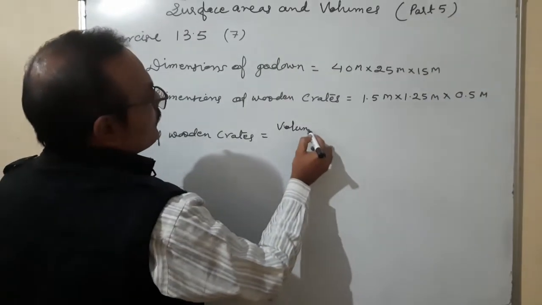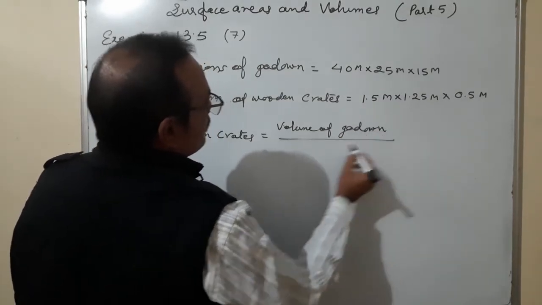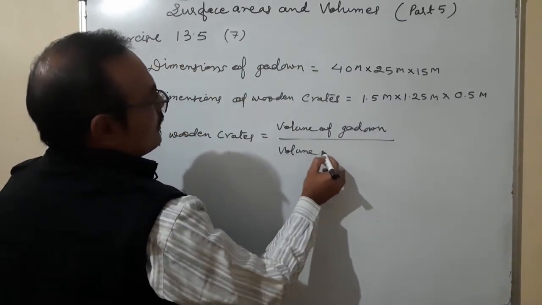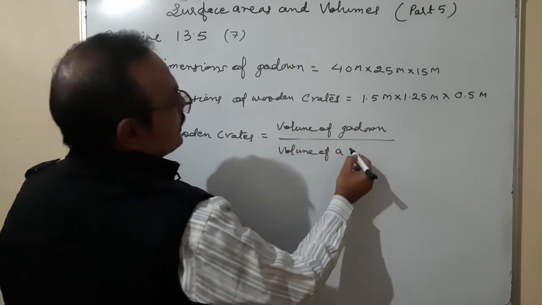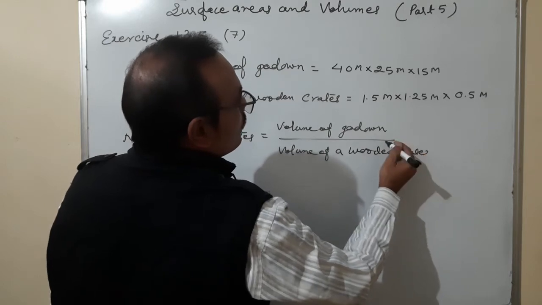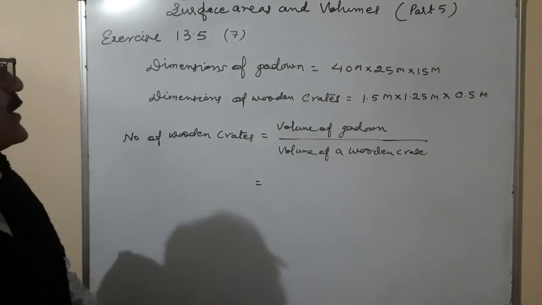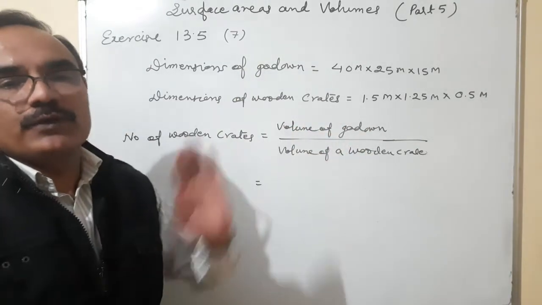So the number of wooden crates is equal to the volume of the godown upon the volume of a wooden crate. This is a simple way. Number of wooden crates is equal to volume of godown upon volume of a wooden crate.